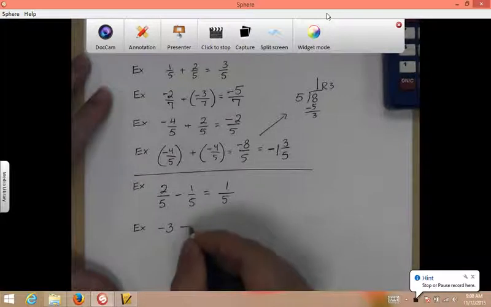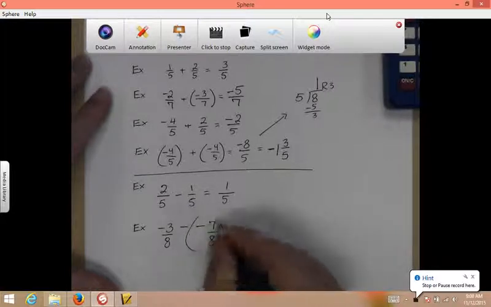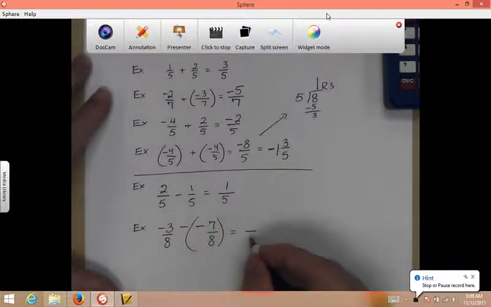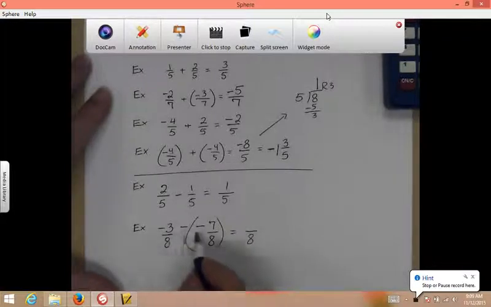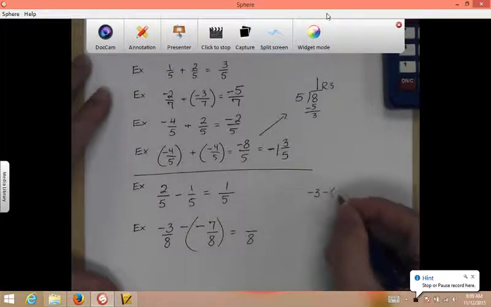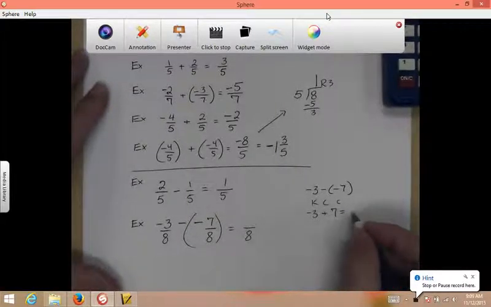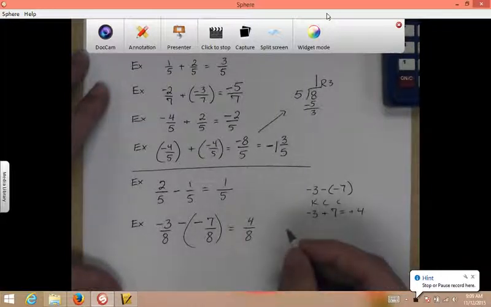Negative 3/8 minus, let's do negative 7/8. Denominator's 8. Negative 3 minus negative 7. Now if I wanted to do this by hand, I could, and I could do the keep, change, change. Keep, change, change. I end up with negative 3 plus 7. There's more positives than negatives, so the answer is positive, and the difference between 7 and 3 is 4. So I could do this, which would then reduce or simplify to 1/2.